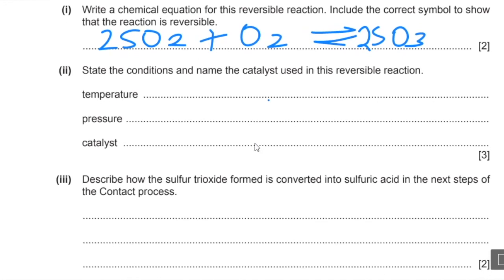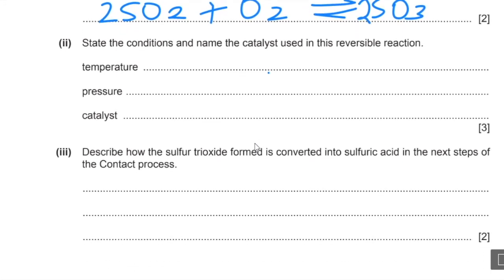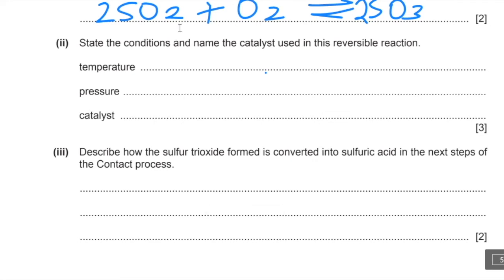State the conditions and name the catalyst used in this reversible reaction. Alright, so a temperature of around 450 degrees Celsius is used. Pressure of around 1 atmosphere. And a catalyst of vanadium oxide.